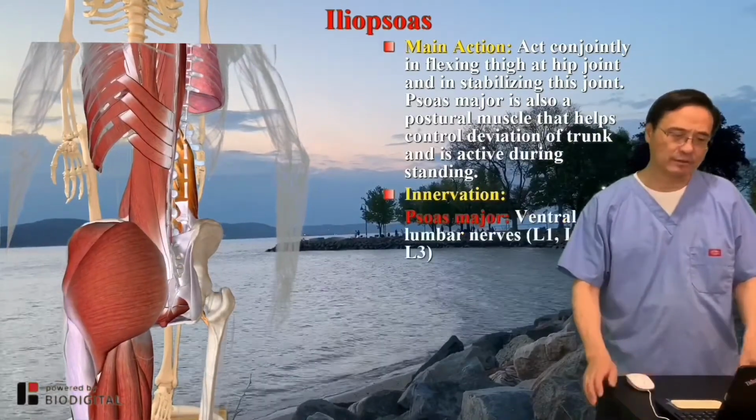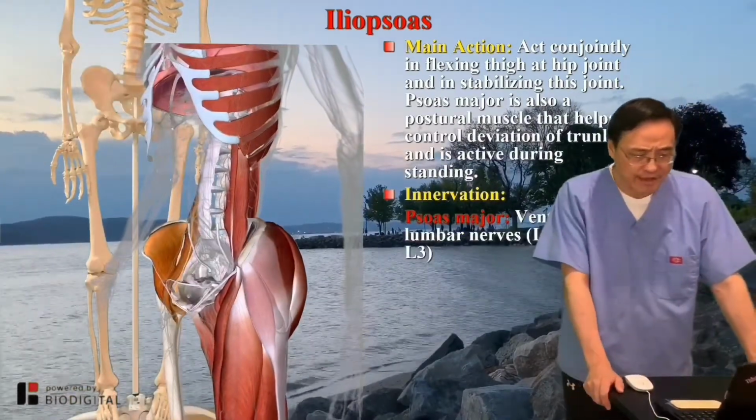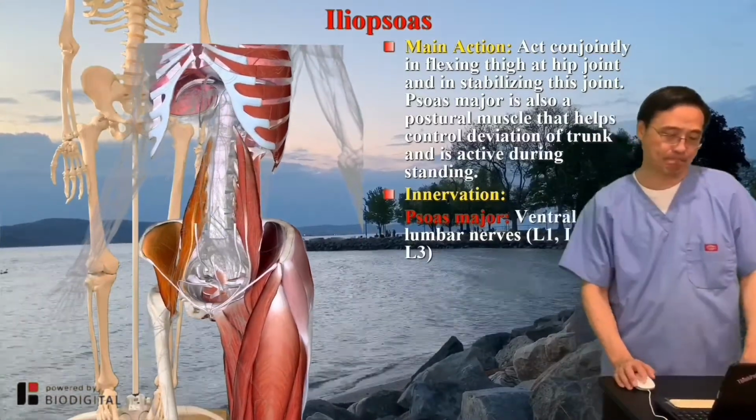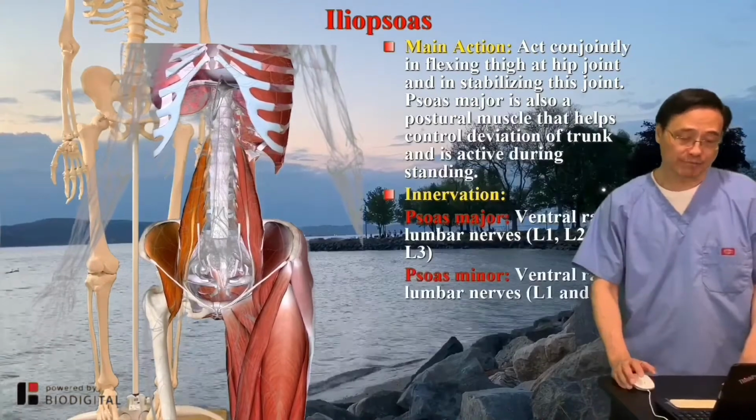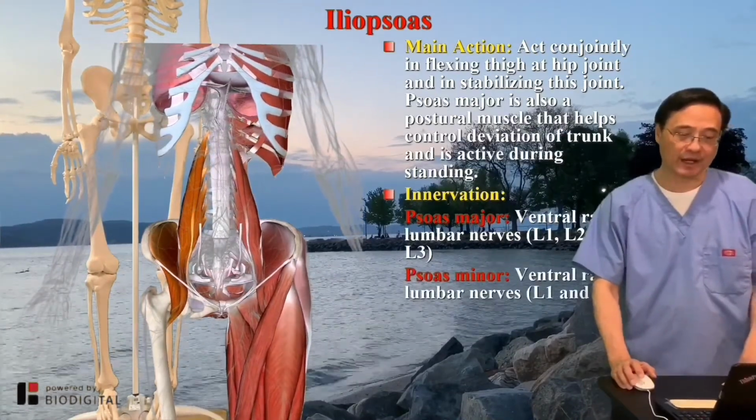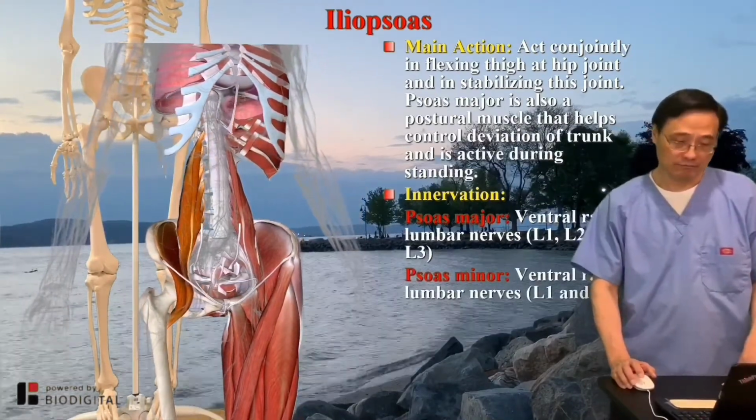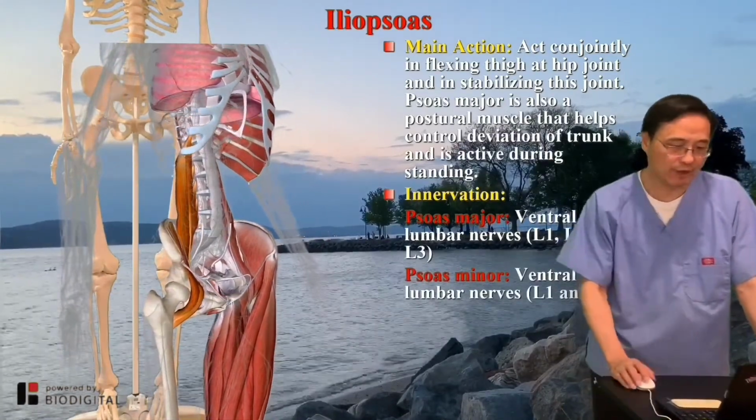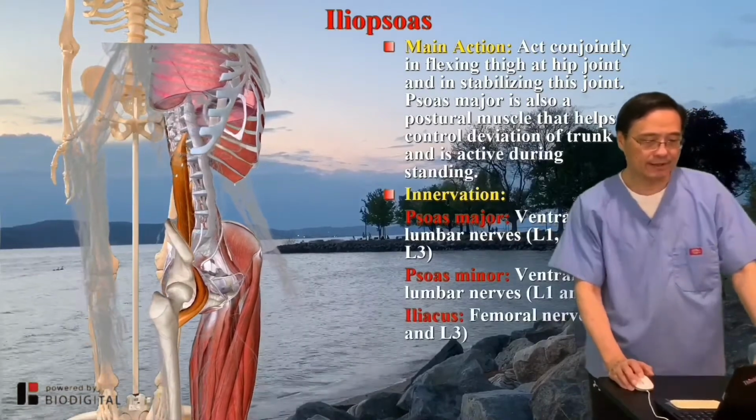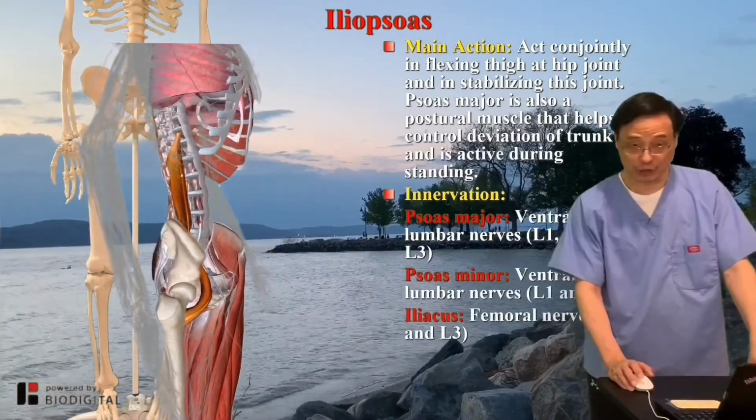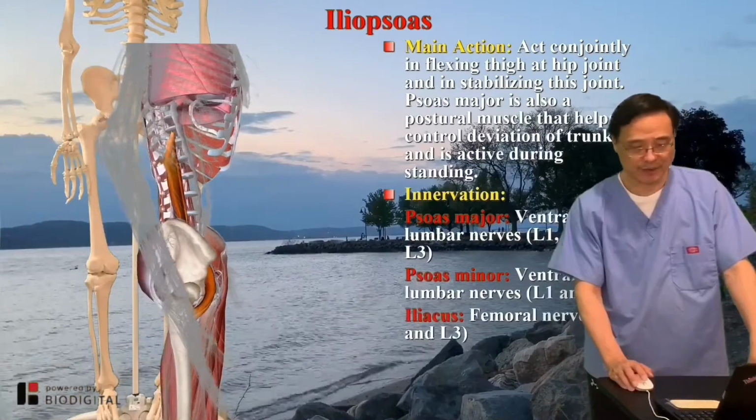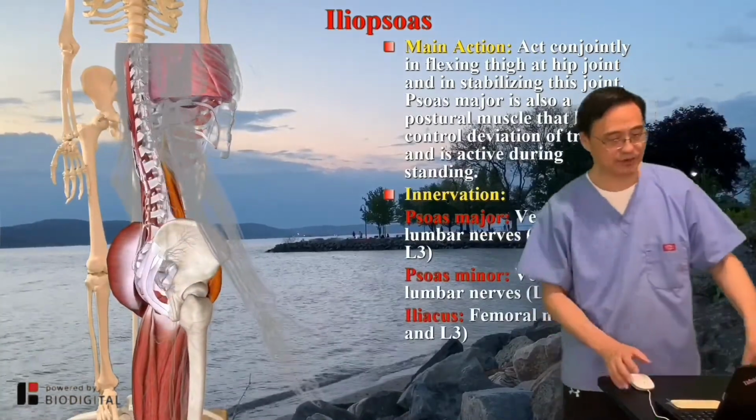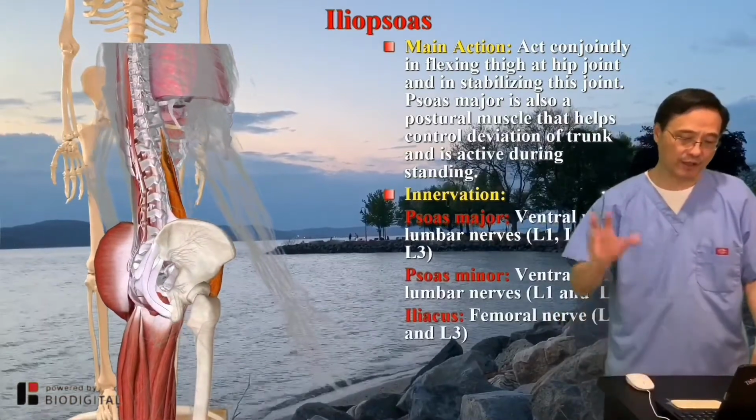Innervation. Well, the iliopsoas major, the ventral rami of the lumbar nerves L1, L2, and L3. And the iliopsoas minor will be the ventral rami of the lumbar nerves, basically L1 to L2. And iliacus, basically the femoral nerve, L2 and L3 especially. We know femoral nerve is L2 to L4, but for this muscle specifically, they basically focus on L2 and L3.